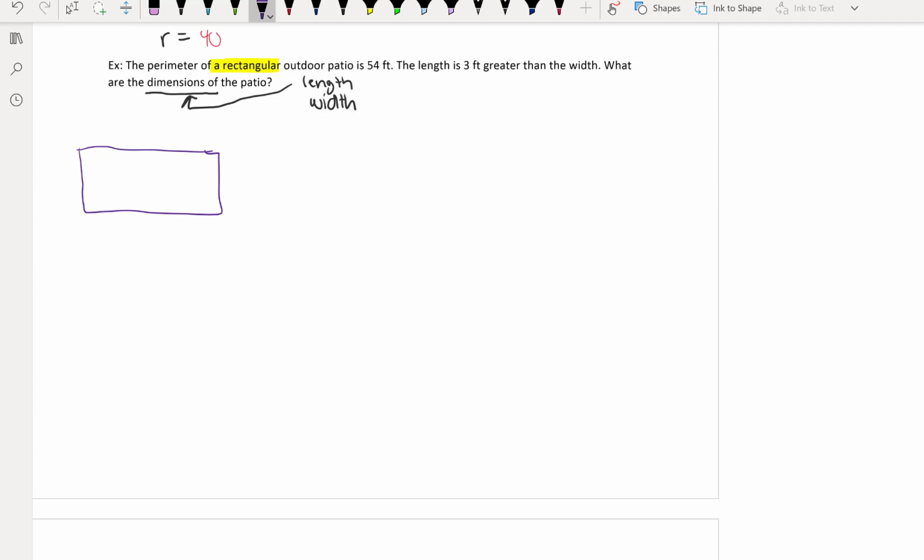That's fine. It says that the perimeter of the patio is 54 feet. So that means everything on the outside is going to be 54. So I'm going to go ahead and write it over here, that the perimeter is equal to 54. And hopefully you guys remember that perimeter is adding all the sides together. Well, it says that the length is 3 feet greater than the width. So the width here is the point of reference. We don't know what that is. So then that's your point of reference.